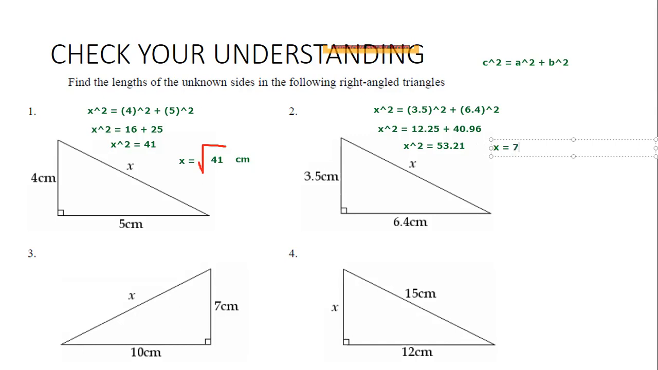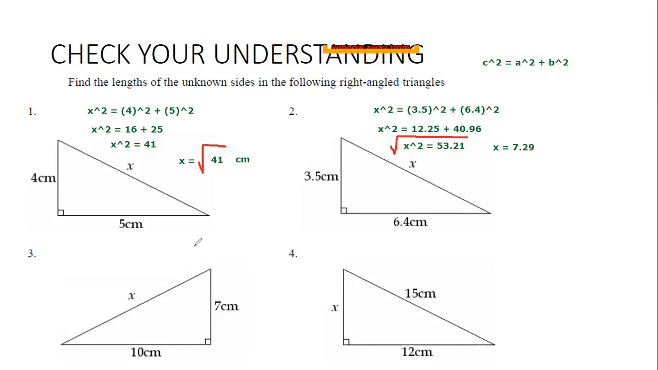7.29, or approximately 7. So 7.29. If you're having difficulty with decimals, just leave it as is. x is equal to the square root of 53.21. That will also be the same.